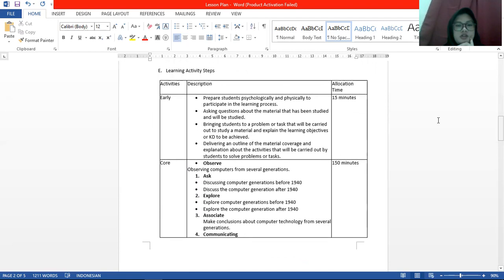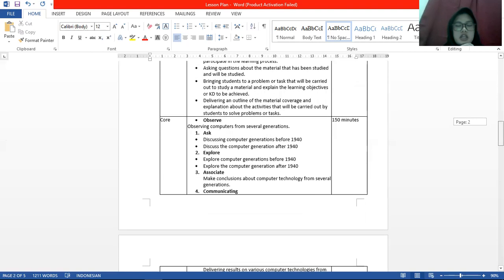So the first one, I prepare the students psychologically and physically to participate in the learning process, then ask questions about the material that has been studied and will be studied, and then bring the students to a problem or a task that will be carried out in the study of the material, and explain the learning objective or criteria to be achieved, and then deliver the outline of what we're going to study today.